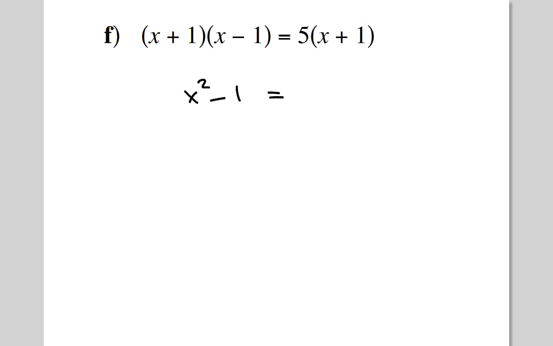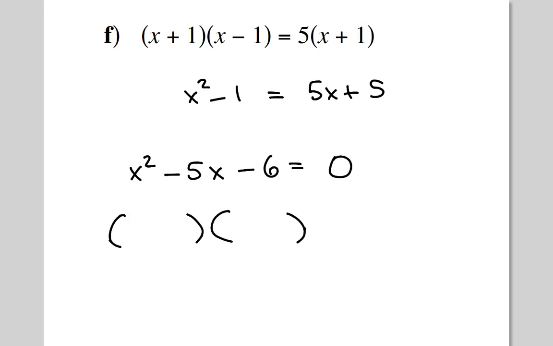Everyone with me on that one? Now what do we do here? Dump everything to one side. Which side? You want to put to the right? Dump everything to the left, just like Beyonce would. And you get a minus 5x and a minus 6. These two are so easy. What is it?